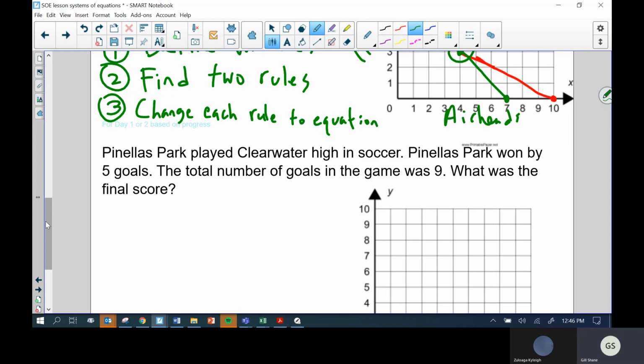I want you to define, nobody's defining variables. I said over and over, Anthony's working on it. There you go, perfect. Now, it wouldn't be how many you won by yet. We're going to take care of that in the equation. It's just how many goals. Then, so y should be pretty obvious for y.